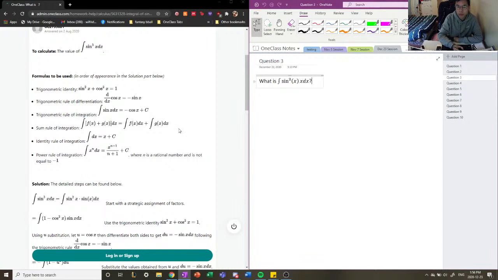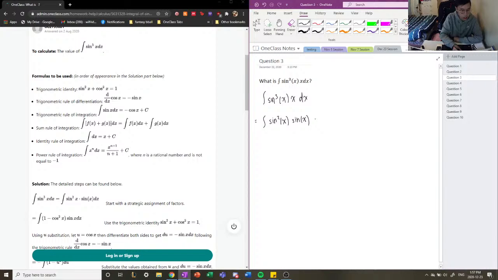The first thing we're going to do with this integral is write it out again: the integral of sine cubed of x dx. This is an indefinite integral, so we have to make sure we include a constant c. We're going to break sine cubed up into sine squared x times sine x, and I'll give you a reason why later.